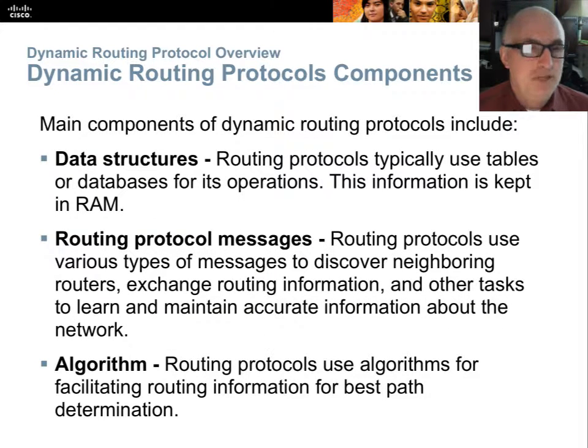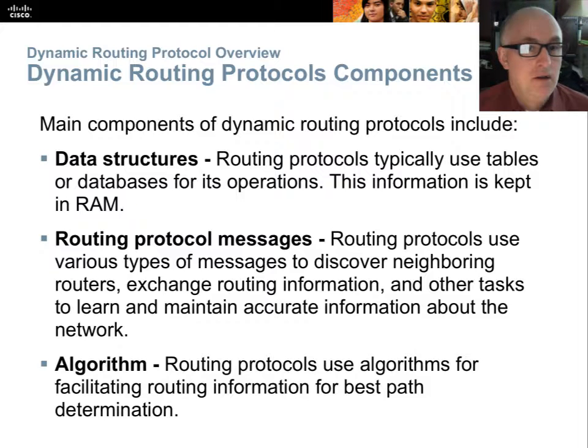The main components of dynamic routing protocols would be the data structures. So they usually keep two or three or four separate tables. They usually have a table called the neighbor table that's just a list of all the routers running that same routing protocol that are adjacent to them. So they keep this adjacency or neighbor table. And then they usually keep a topology table that has all of the routes they've learned from all of the routers. And then they obviously have the routing table and sometimes some others. These tables are all kept in RAM.